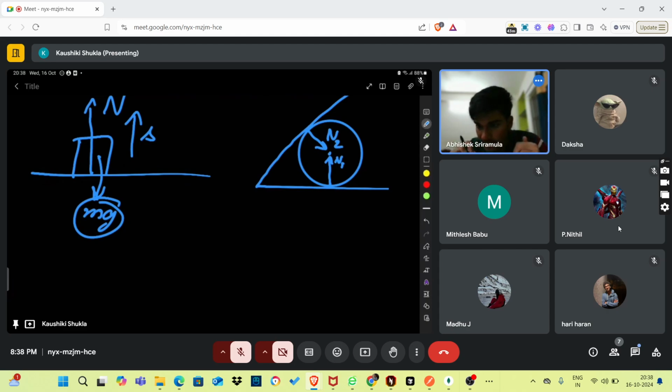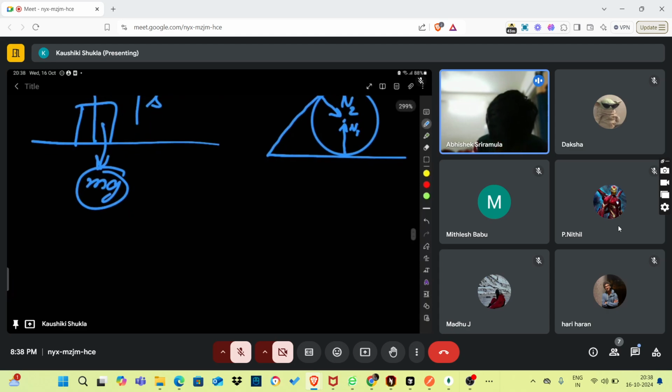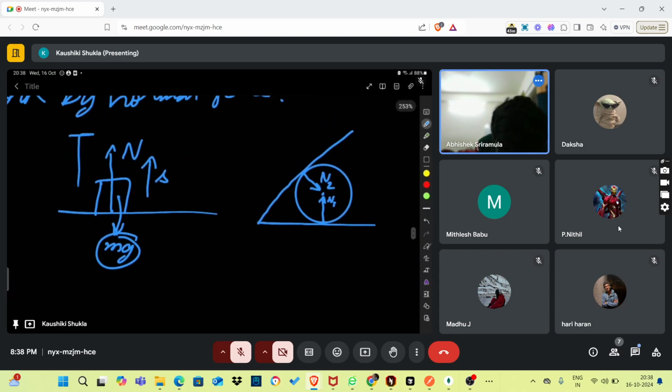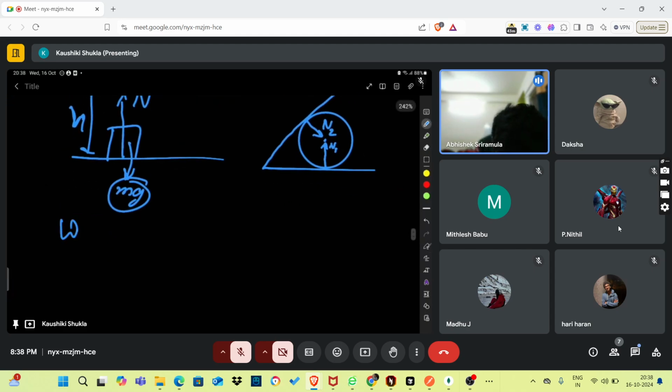Once the block leaves the ground, the normal force becomes zero, but gravity still acts on it. So now if I lift this block to a height h, the work done by the normal force is zero, because as soon as it leaves the contact, the normal force stops acting.